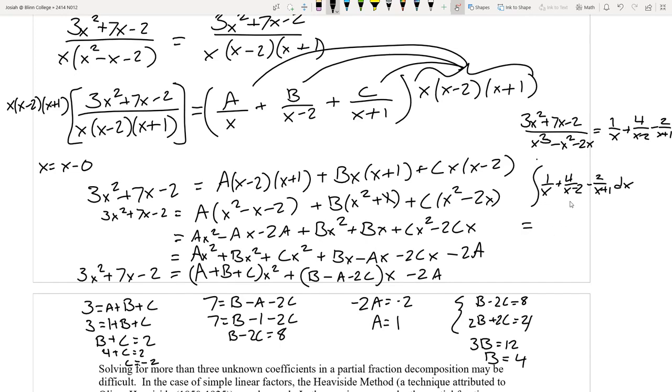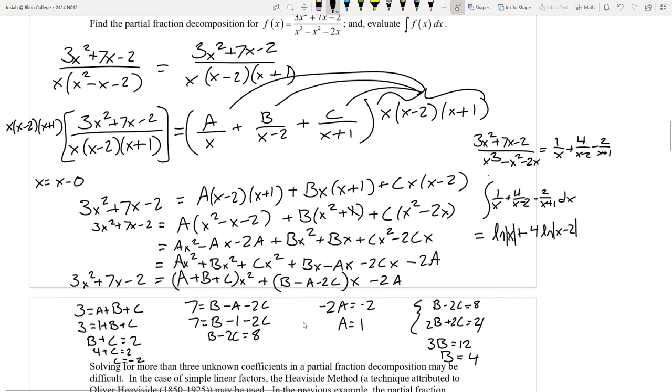And so for each of these, well, this first one is definitely just a natural log of x. Plus, when we look at this one, we've got integral of 4 over x minus 2. We can go ahead and bring that 4 out front. And when we do that, we get 4 integral 1 over x minus 2, which is actually just going to be 4 times the natural log of x minus 2. And all these do need absolute values. And then lastly, we get minus 2 natural log of the absolute value of x plus 1.